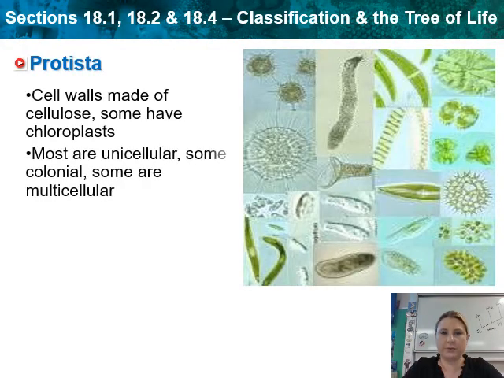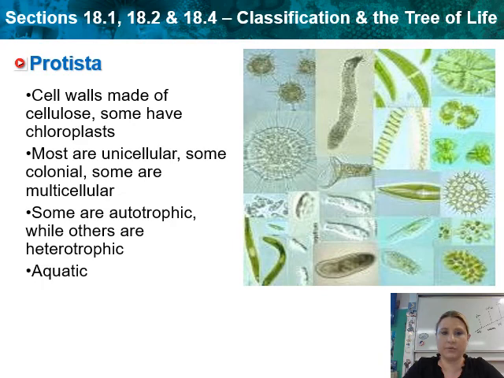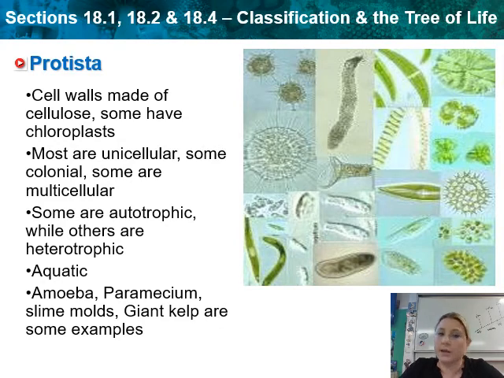Moving on, if we look at Protista, and again, I'm going to talk about it, then we'll add it to our chart. They have cell walls made of cellulose. Some actually have chloroplasts like plant cells. Most are unicellular, but some actually will live in colonies where they group together. Some are also multicellular, but most, like I said, are unicellular. Some are autotrophic, and some are heterotrophic.